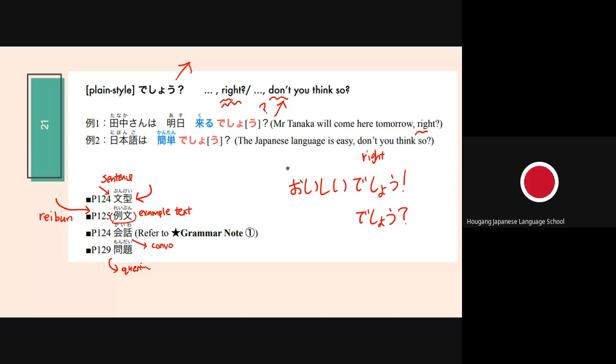Okay, so next is what? I'm sorry. This alternate tab, Kaiwa. I go back to Kaiwa again.